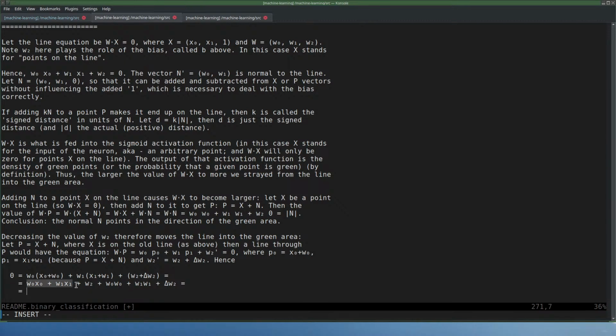Now this is 0 because that's just Wx. And these two together are the length of n squared. Plus that.